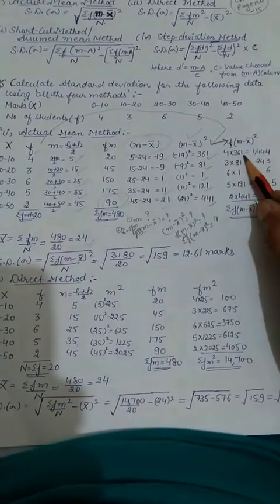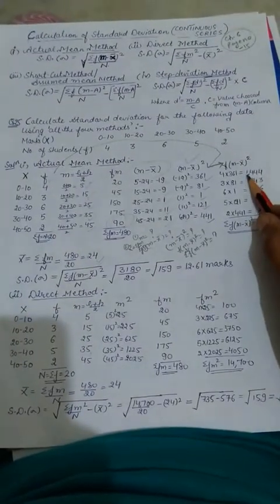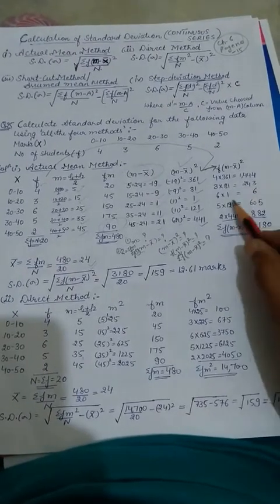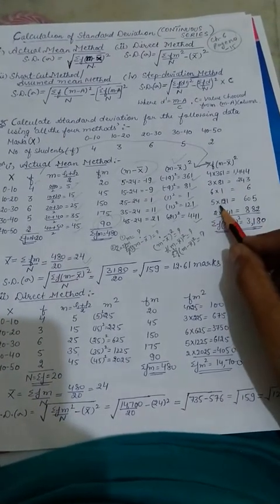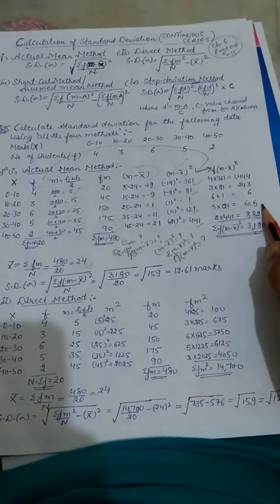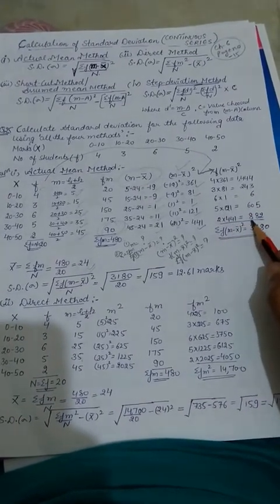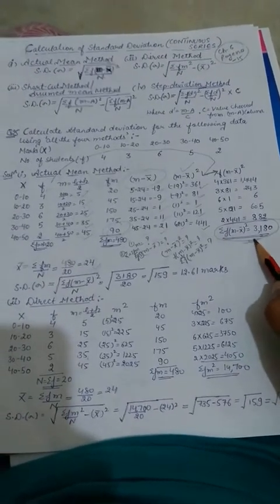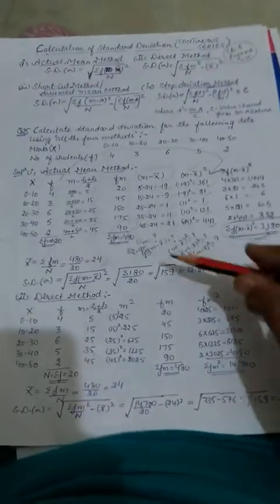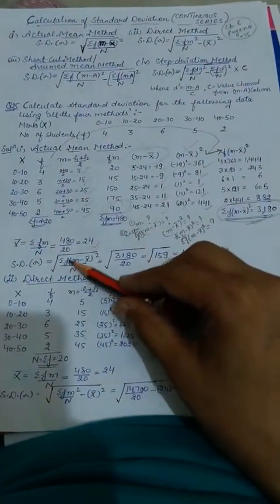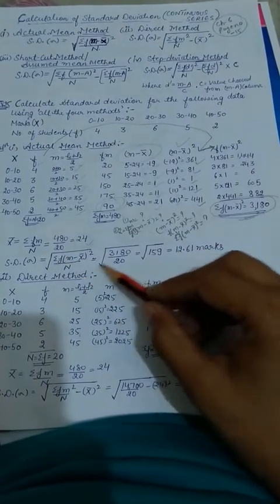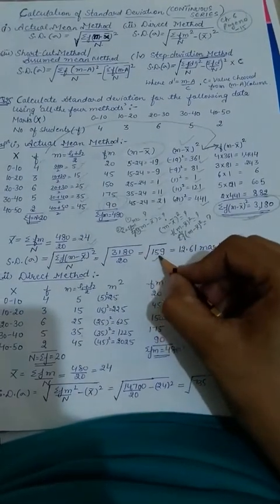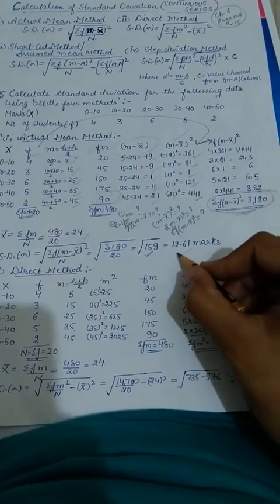4 into 361 will give you 1444, then 3 into 81 will give you 243, then 6 into 1 will give you 6, then 5 into 121 will give you 605, 2 into 441 will give you 882, and then you will do the total, that is your 3180. Now you have all the information, you can put all the values here: sigma f (m minus x bar) whole square upon n, that is 3180 upon 20. You will get 159, and the square root of 159 is 12.61.